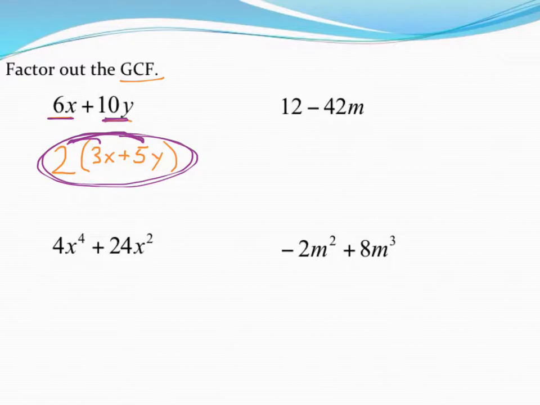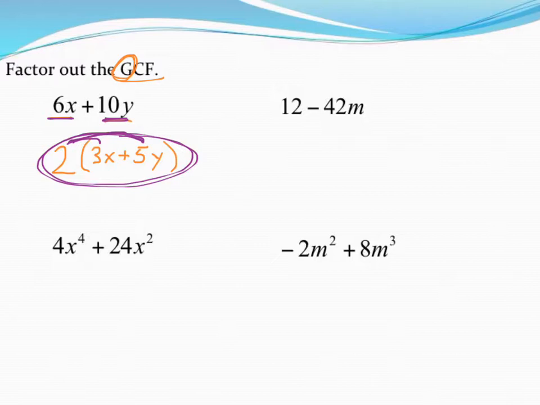So next up, we've got 12 minus 42m. Again, I want to look for the biggest number that both terms have in common. I may be tempted to go with something like a 2, for example. 2 could be divided into both of those terms just fine. The thing is, 2 is not the greatest common factor. Remember, the G in greatest common factor means we need the biggest number both terms are divisible by.